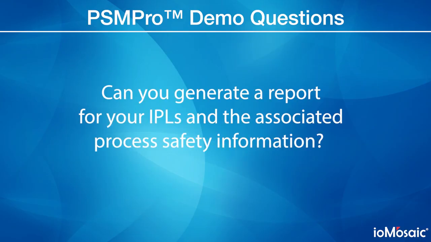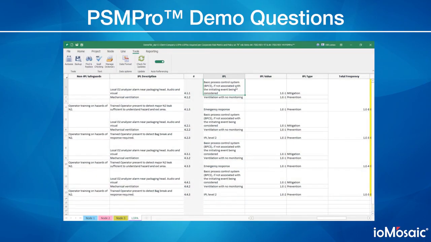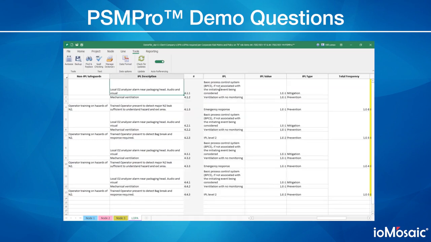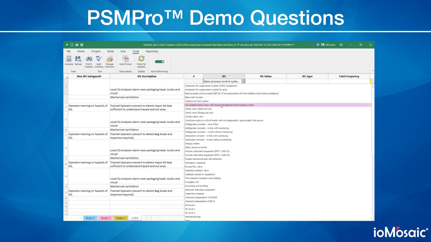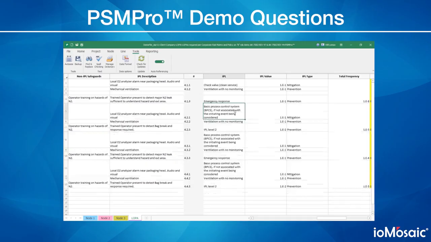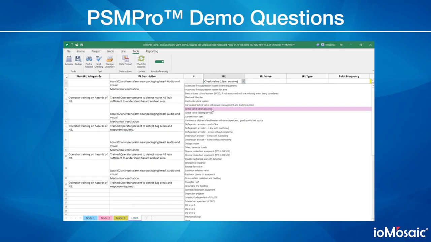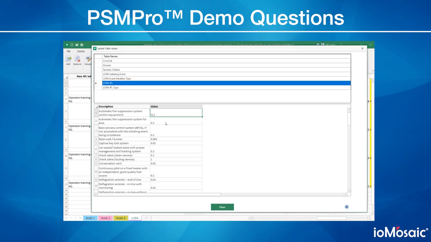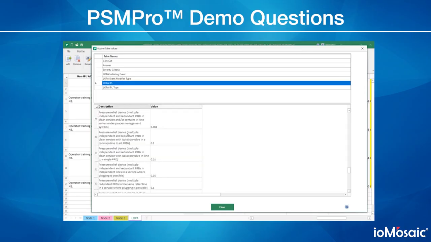Can you generate a report for your IPLs and the associated process safety information? So you can see I'm on my LOPA here, and I've got my IPL list, and it's a drop-down list where, for example, instead of my IPL being a control system, I could say it's a check valve. Now, this is all a lookup table, so this can be customized. This reference table here of LOPA IPL events has my different descriptions and the associated value for their IPL rate. So these can be customized.